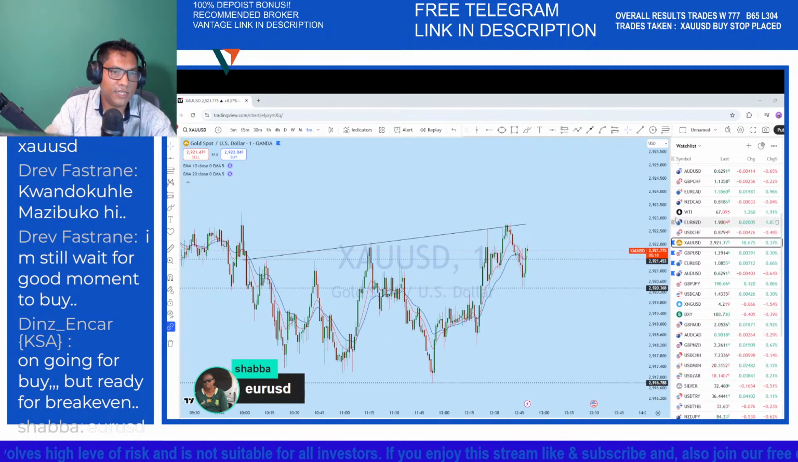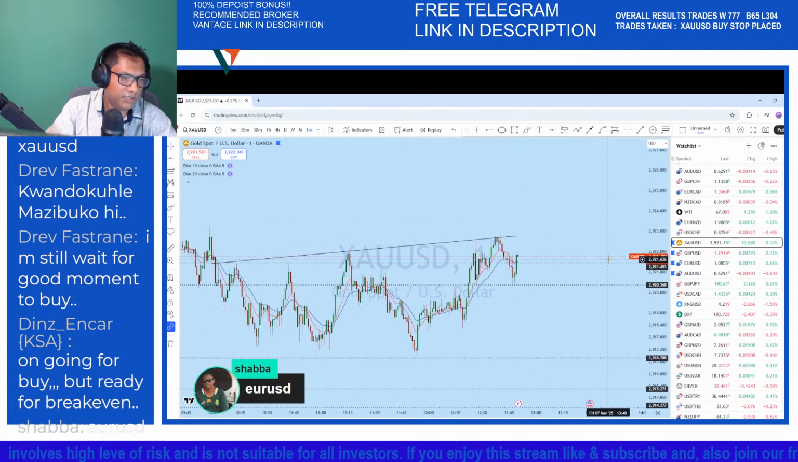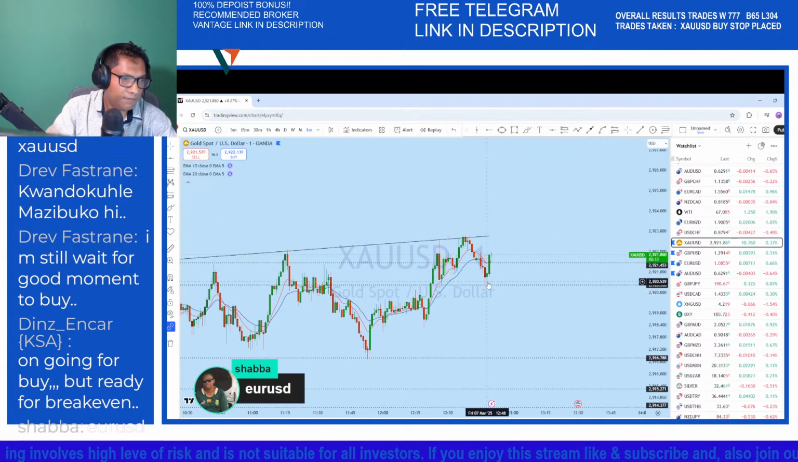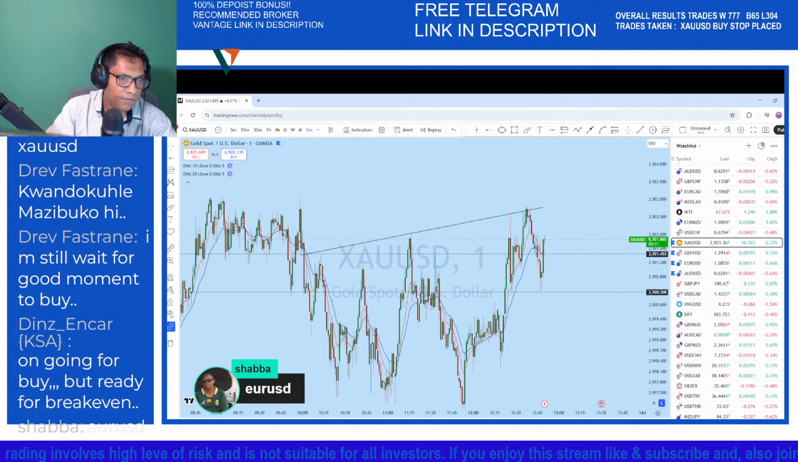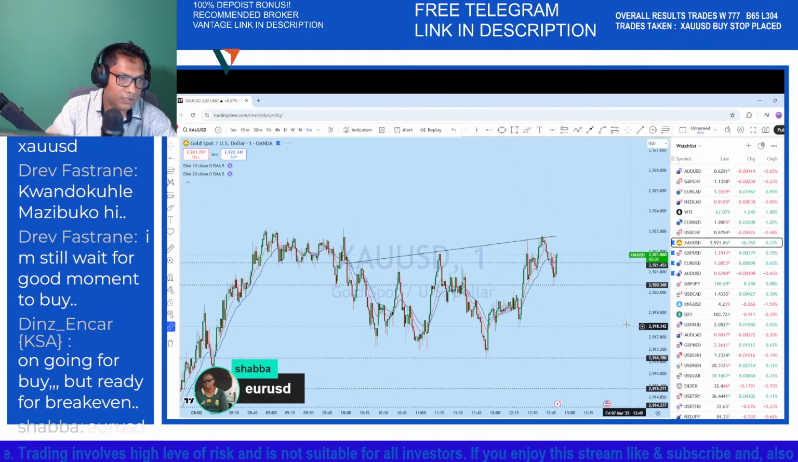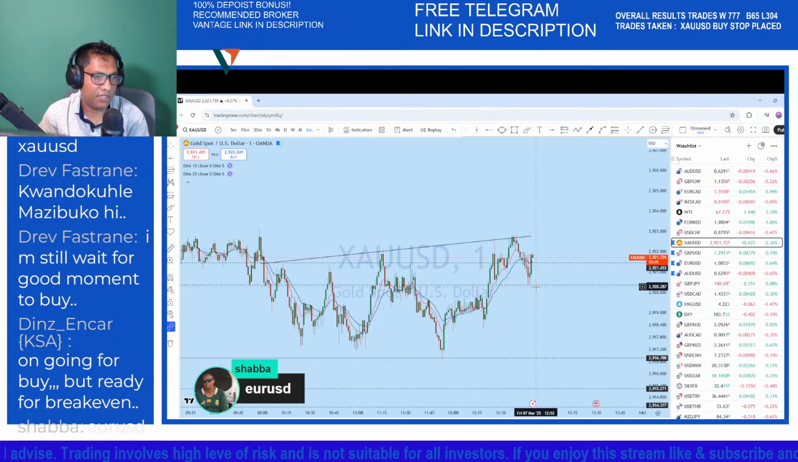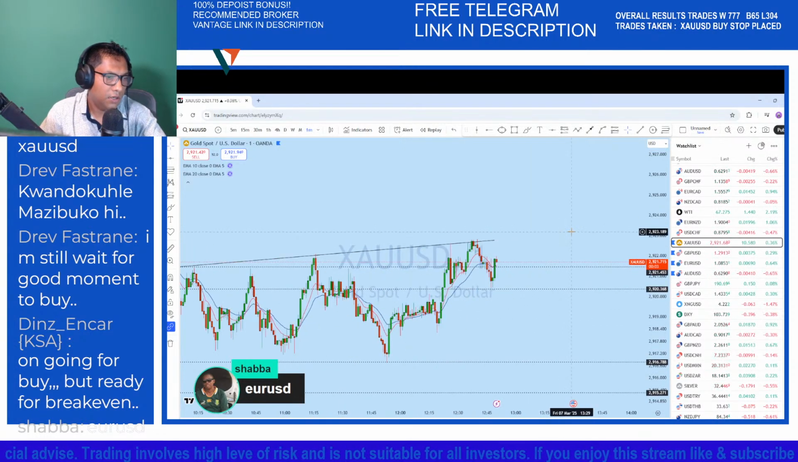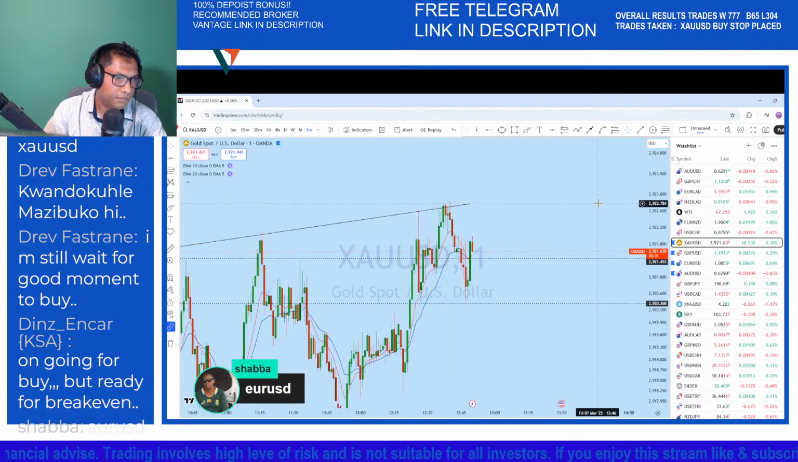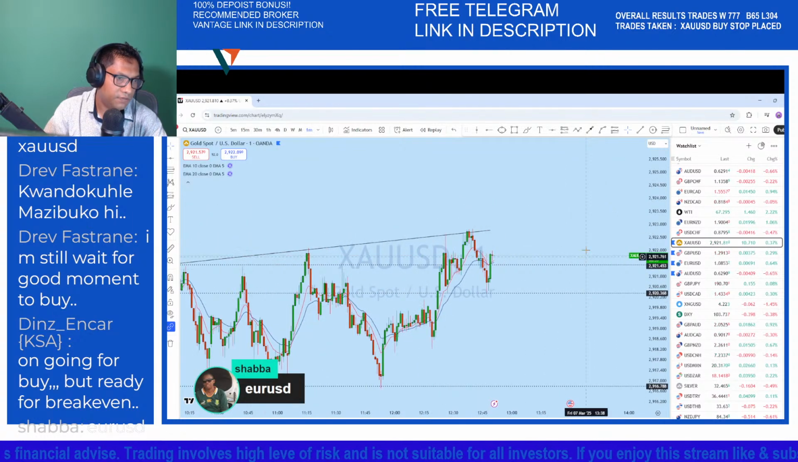So here we can see that in this area, this is a support here, and as this is on the support, expecting the market to potentially break out.